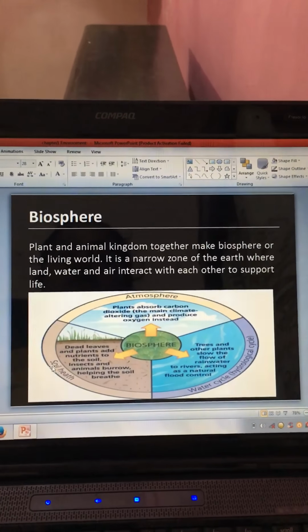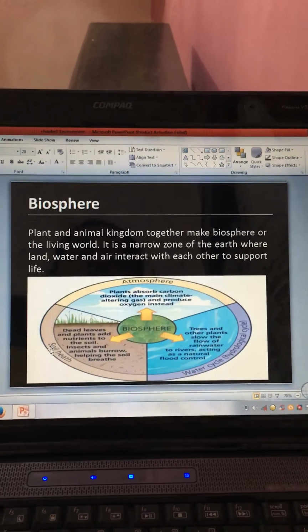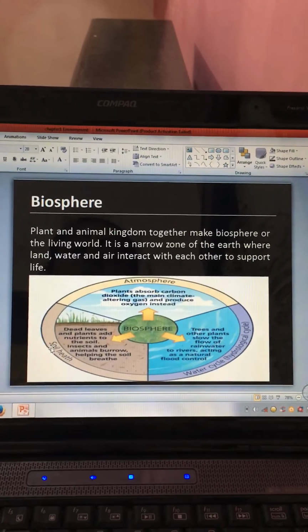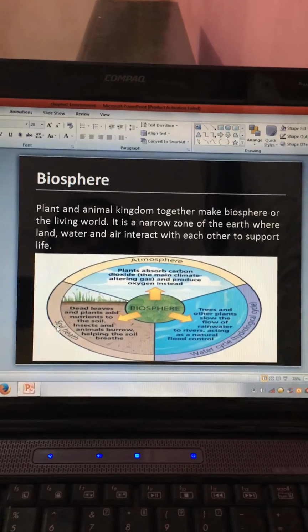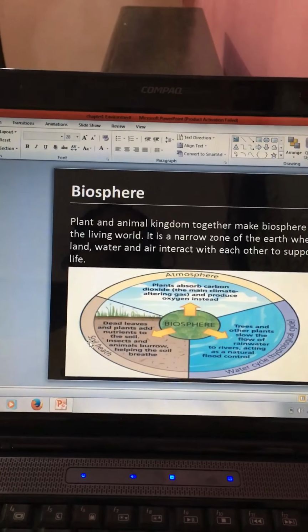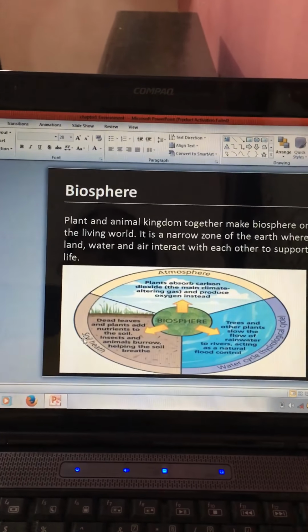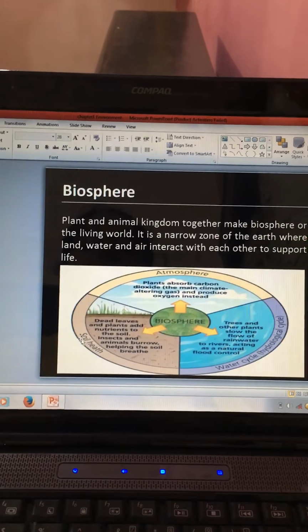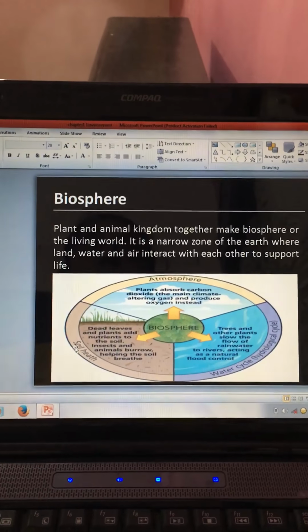Plants and animal kingdoms together make the biosphere, as we have read, or the living world. It is a narrow zone of the earth where land, water, and air interact with each other and support life. So here is the cycle. Plants absorb carbon dioxide and give oxygen instead. And trees slow down the flow of rivers and floods. Even dead leaves and plants give nutritional value to the earth.